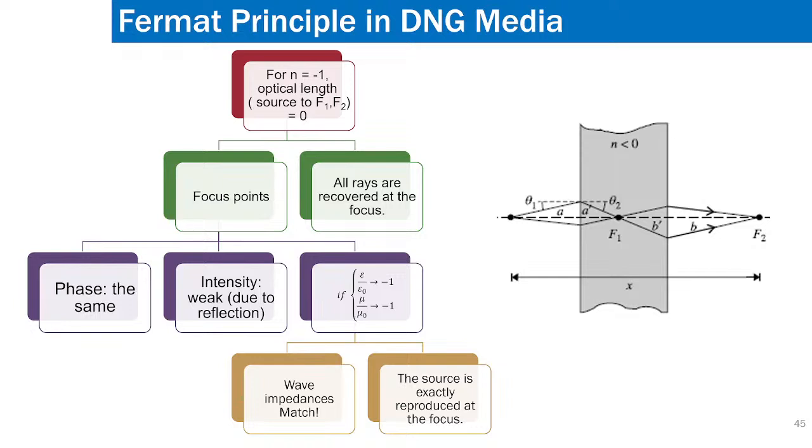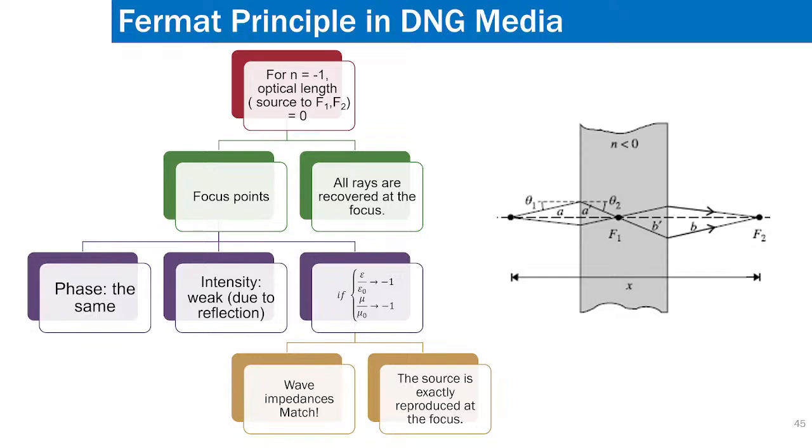Now, if we consider any of the foci or both of the foci, in these foci the phase is fixed. Phase does not change. So the phase is the same as the phase at the source. That is point 1 to be noted. The second point is that the intensity of light at both these foci will be weak.